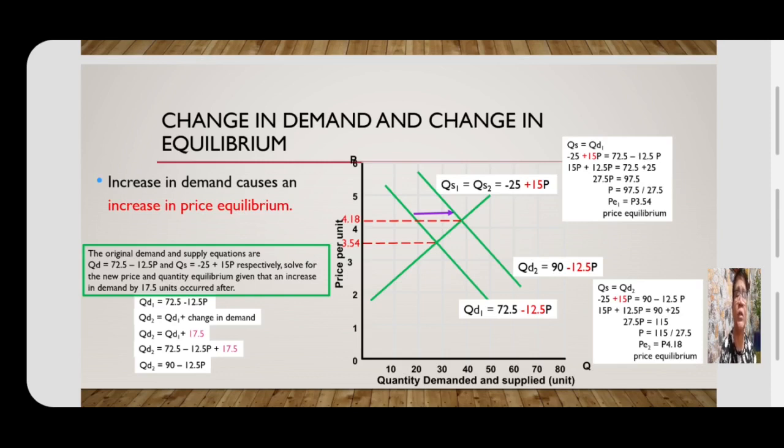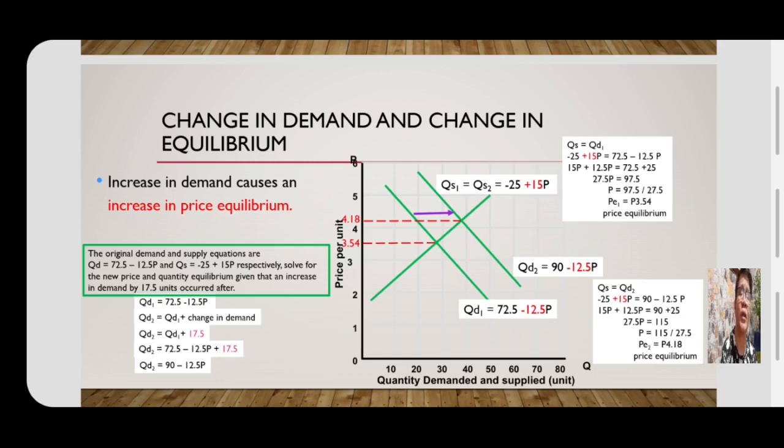Now, because supply is assumed constant, there is no stated change in supply. So whatever is the original supply curve, that will also be the new supply curve. So QS sub 1 is equal to QS sub 2. They are just the same. That is to say that the supply is constant. So graphically, we have here a shift in the demand curve to the right. It was from QD sub 1 to now QD sub 2.